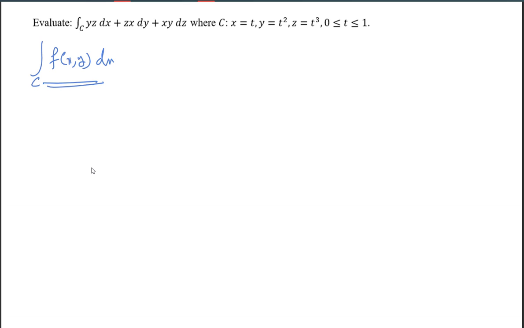So now here we have an example: integration over C of yz dx plus zx dy plus xy dz, and C is given as a curve in parametric representation. When the parametric representation is given, it is much easier to solve. So what you need to do is simply put down these values. t has been given the value 0 to 1.